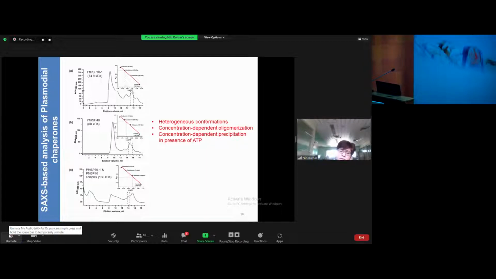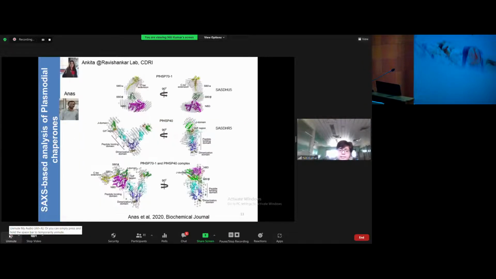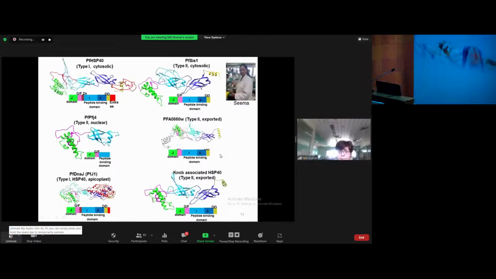We used these proteins for SAXS-based analysis, and this was a collaboration of Anas with Ankita from Ravi's lab, and we were able to see the structural architecture of HSP70, which is in the extended conformation, the cytosolic HSP40, which exists as a dimer, and the complex. This work is now being extended by Seema.